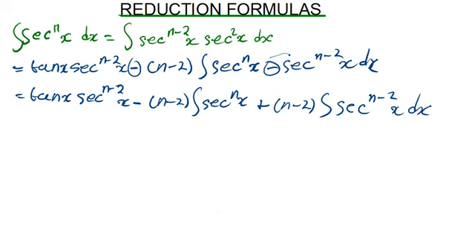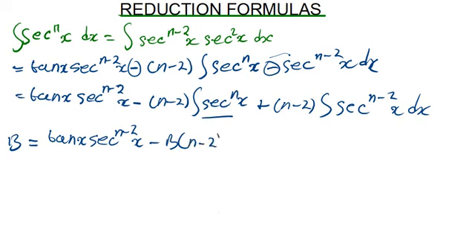Okay, since this part is what I'm looking for, I'm going to express it in terms of, let's say, the letter B. So this part here is simply B. So I'll say my B is equal to tan x sec^(n-2) x minus B times (n-2), then plus (n-2) times the integral of sec^(n-2) x dx.